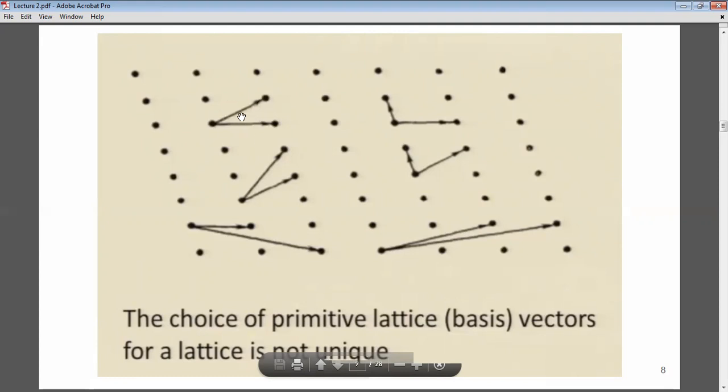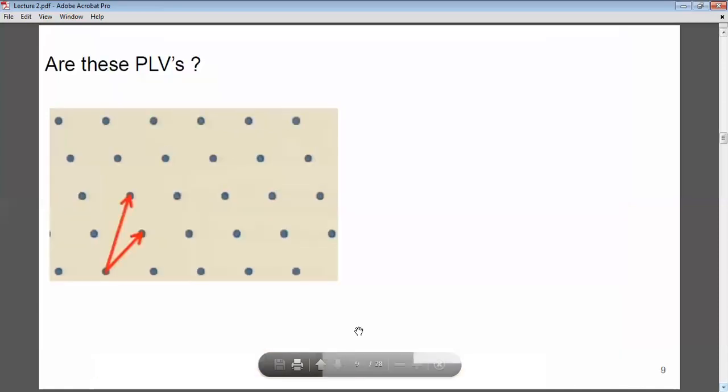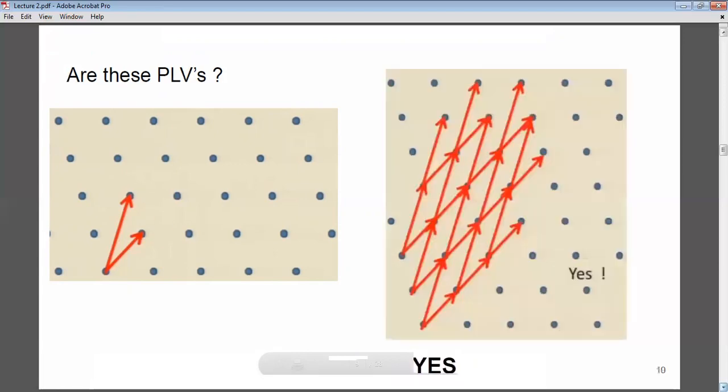So this is really PLV. Now let's look at this lattice. Are these PLVs? Okay, so they are PLVs if I can reach any point as integer sum of these 2 vectors. Is it possible? Yes, it is possible by just any combination of these 2 vectors. I can cover all the points on the lattice. So these 2 are PLVs.